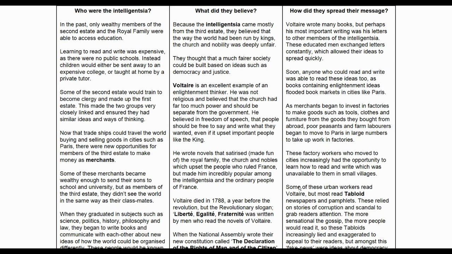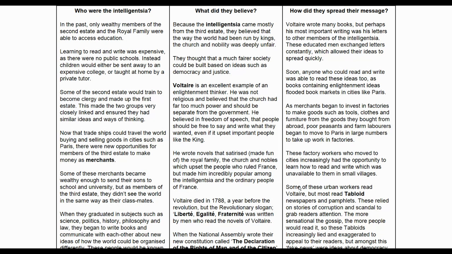Voltaire died in 1788, a year before the Revolution, but the revolutionary slogan Liberté, Égalité, Fraternité was written by men who read the novels of Voltaire. When the National Assembly wrote their new constitution called the Declaration of the Rights of Man and of the Citizen, it contained many of Voltaire's ideas.